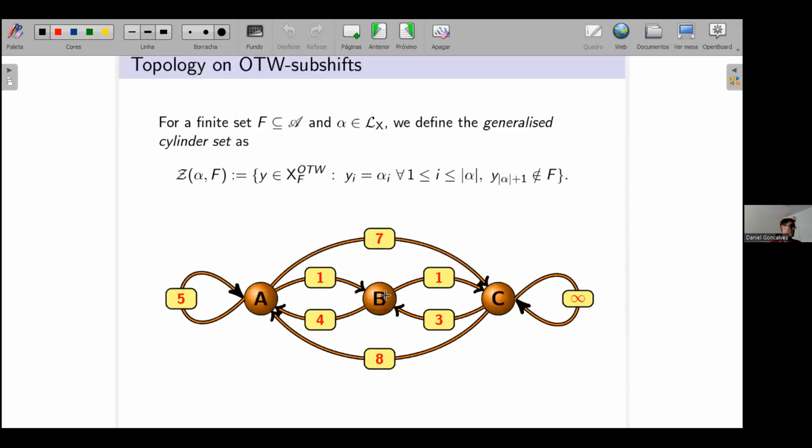Okay, so if I have an example here, let's say you have a labeled graph. The alphabet will be all the labels of the edges. At vertex C here, I'm saying that I have infinitely many edges. That's what it's standing for. And if I look at the word 7, just this edge 7.